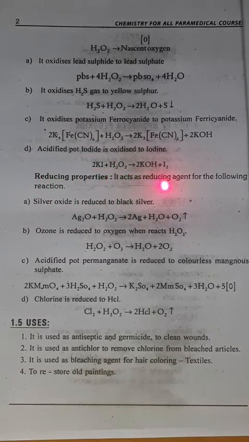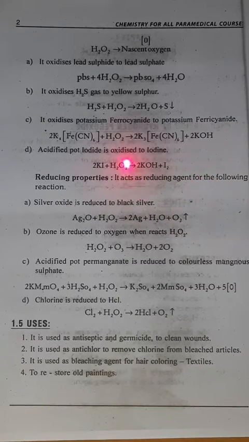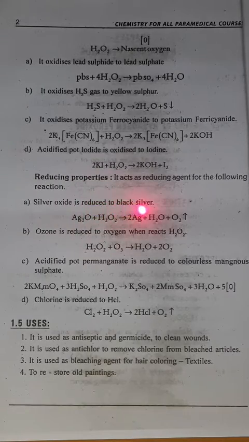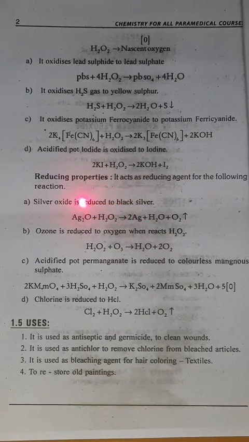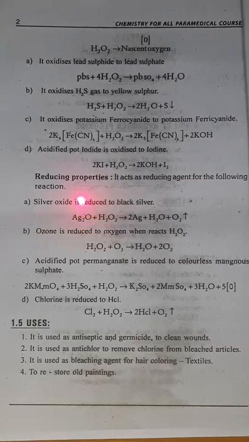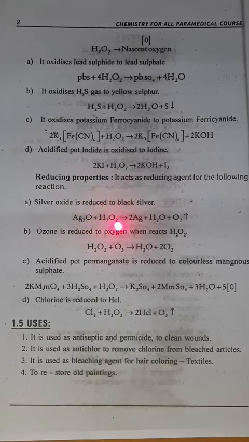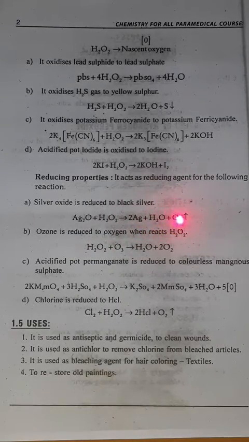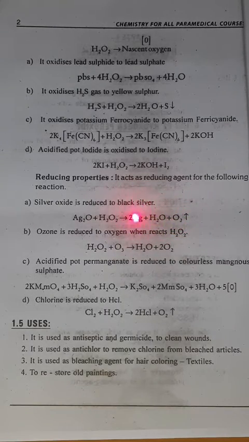So it acts as a reducing agent also for the following reactions. Silver oxide is reduced to black silver. So here Ag2O, silver oxide, undergoes reaction with hydrogen peroxide to form silver, water and oxygen. So that is a black silver.